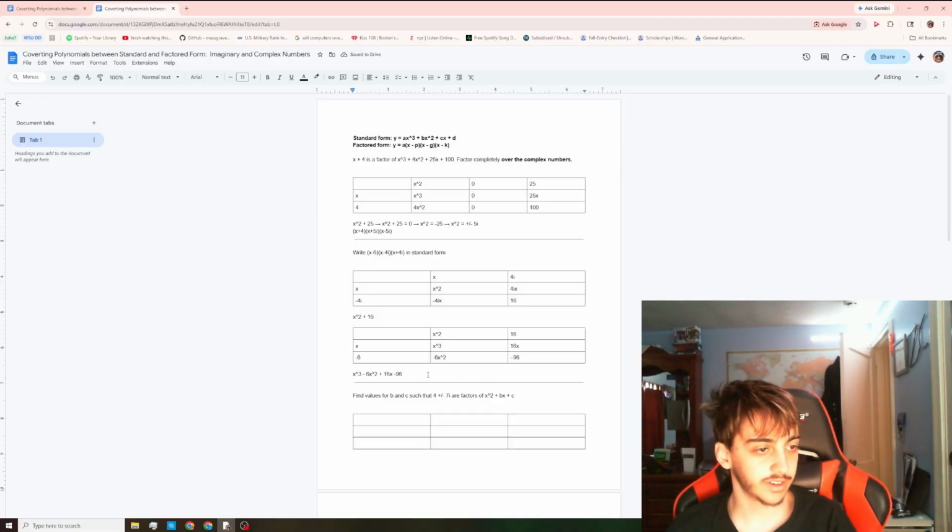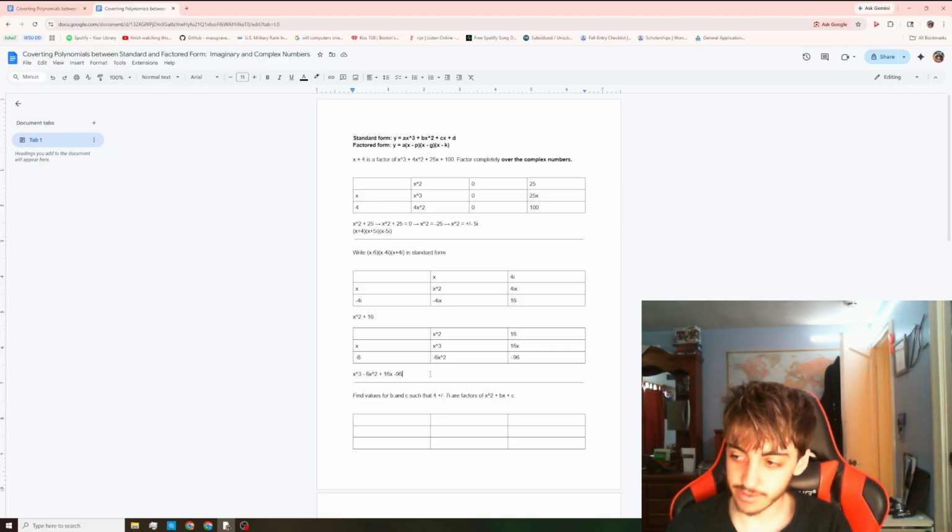That is our fully factored form there. So you see we took those imaginary numbers there, and I had to put them together to make them non-imaginary, and then I had to add them together. So that is our fully factored form right there.